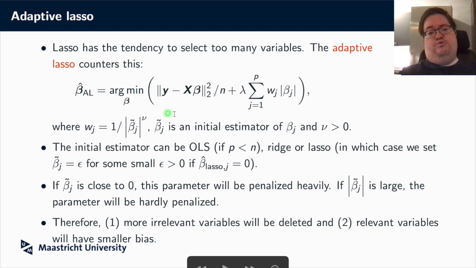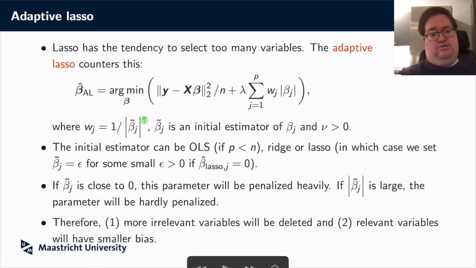This two-step procedure then has two effects. We will delete more irrelevant variables, simply because we do it through the weight here, and as an added benefit, we'll actually have less bias because, given that this weight is taking over the role of the tuning parameter lambda here, we can have less bias on the relevant variables. So it's a twofold thing, and we actually gain two things.